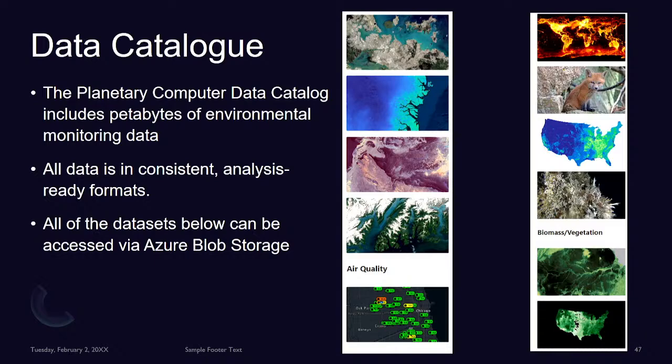They are stored in Azure Blob storage, so they can be accessed using APIs. All the data is available, like maybe Sentinel images, Landsat, satellite images. Some ground monitoring data is also available, or thematic maps, biomass, vegetation, and so on.